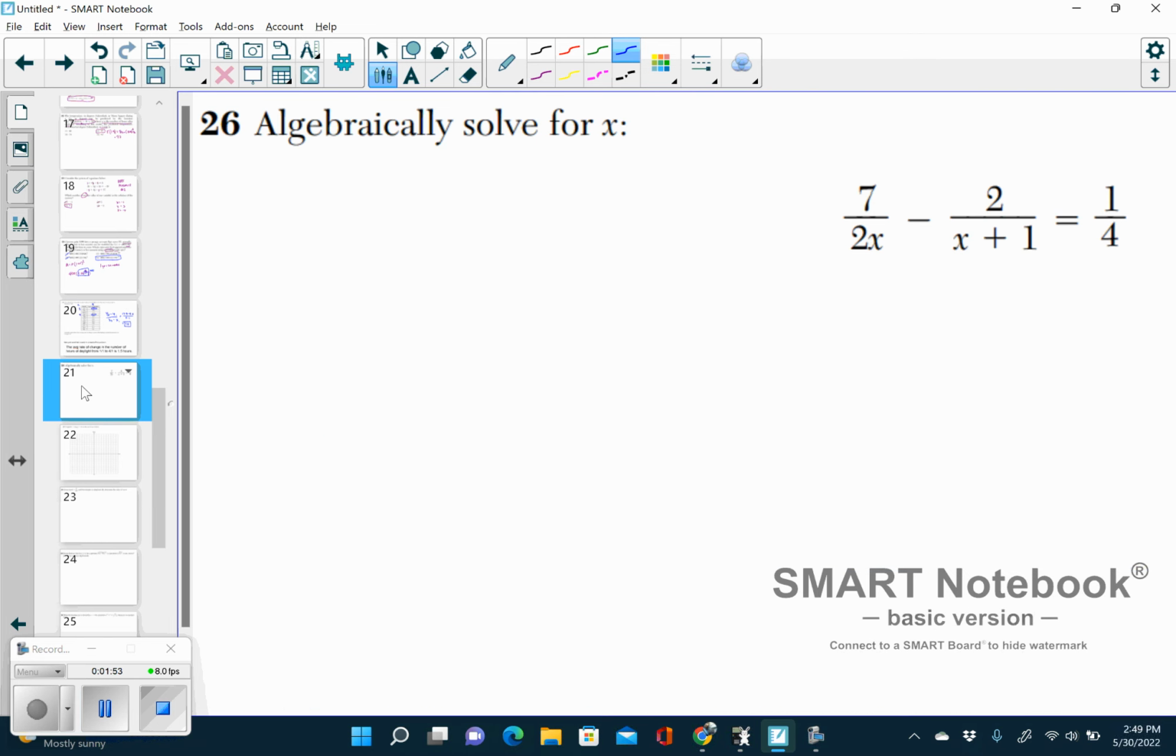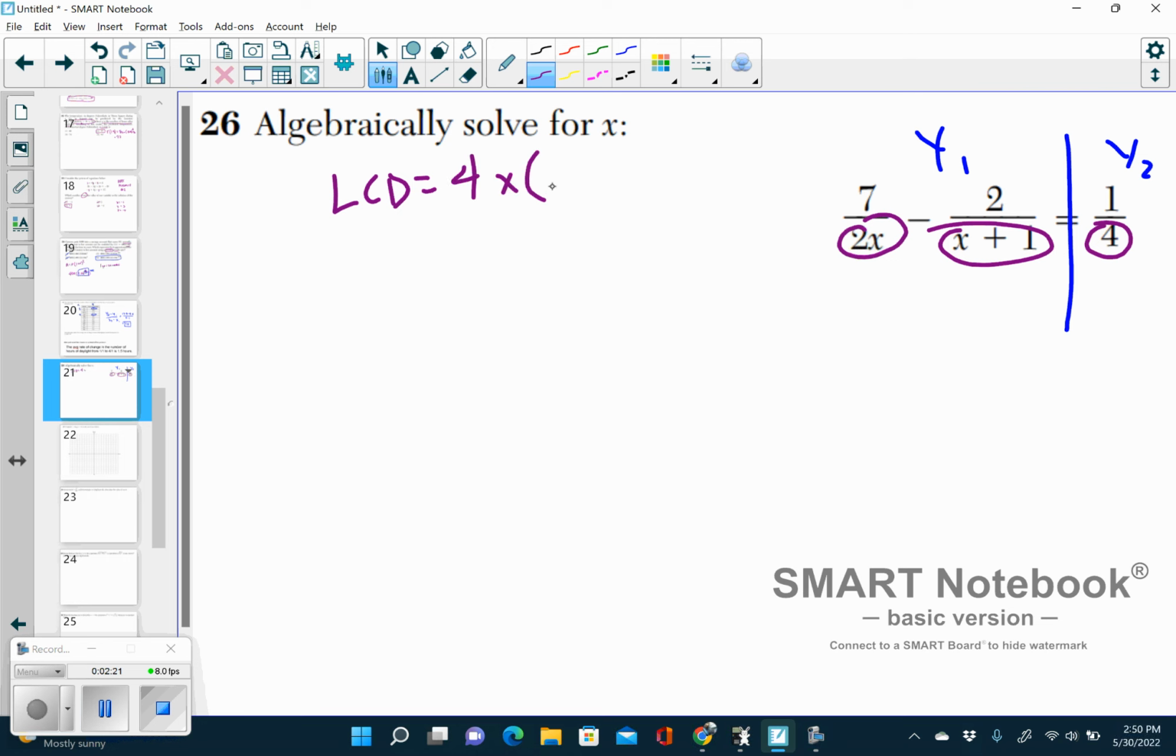All right. Algebraically solve for x. Since it says algebraically, you cannot use a calculator. You can use a calculator to check your answers, but not to actually do it. Just to refresh your memory, to check, you plug this under y1, the right side under y2, and see where they intersect. So first thing we need to do is find our least common denominator. We have 2x, then we have x plus 1, and we have 4. So 4x parentheses x plus 1 is going to be our least common denominator.